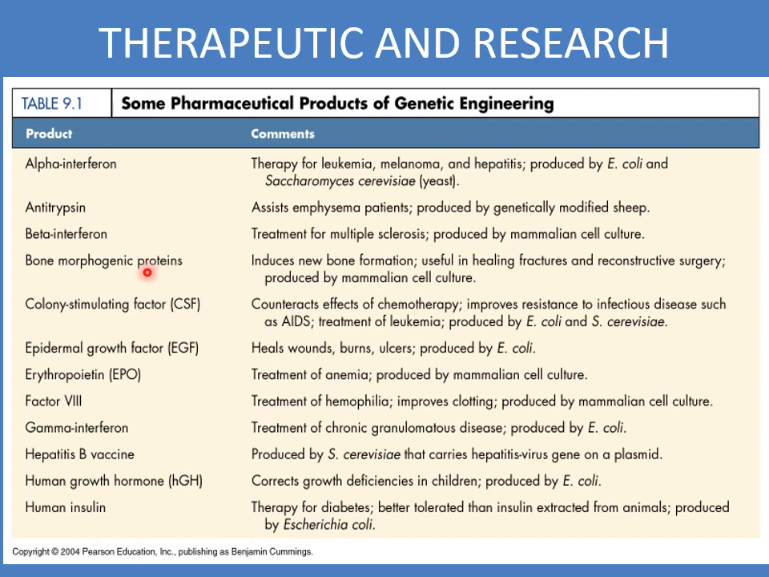Bone morphogenic proteins can be produced. Colony stimulating factor, epidermal growth factor, erythropoietin, factor 8, gamma interferon, hepatitis B vaccine, human growth hormone, human insulin. And human insulin is the most prominent of all, which is used for the therapy of diabetes, better tolerated than insulin extracted from animals, produced by E. coli.